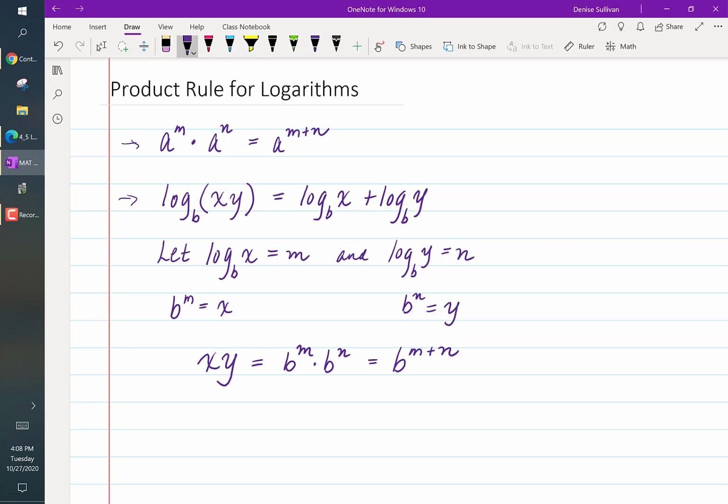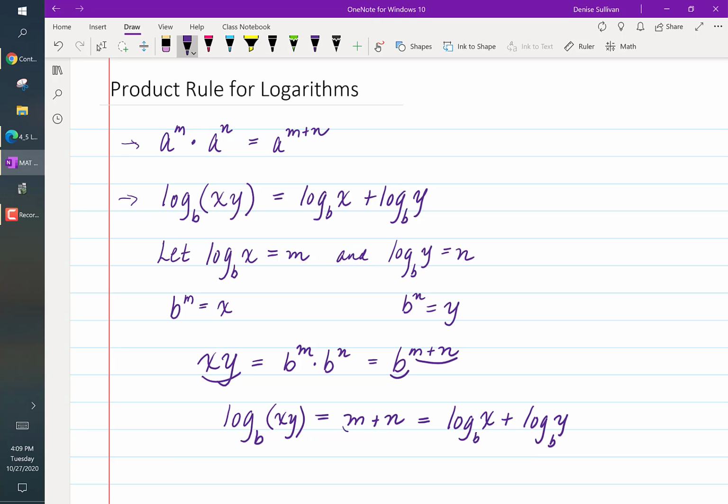So we're looking at the log. Here's my base. This is my exponent, so that's going to go on the other side of the equal sign. This is my argument. Right, I've just rewritten that. But m and n, we substituted up here, so we're going to back substitute. m is log of x base b, n is log of y base b.